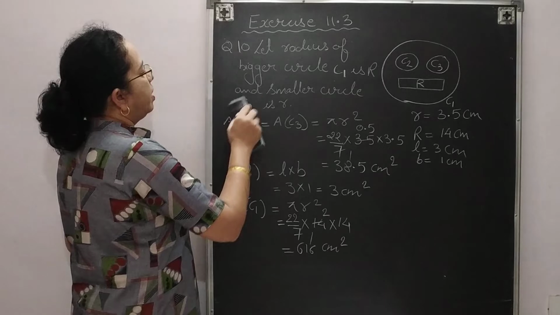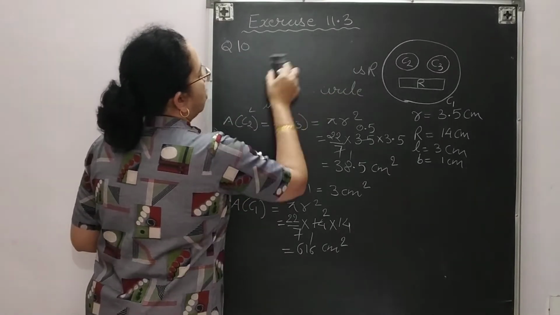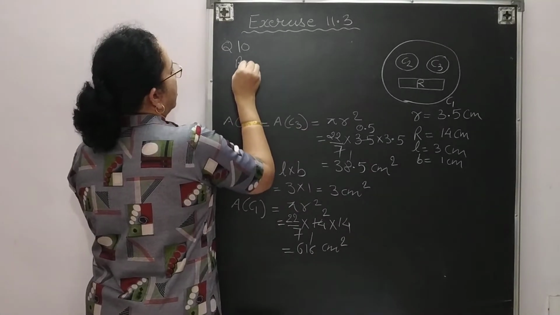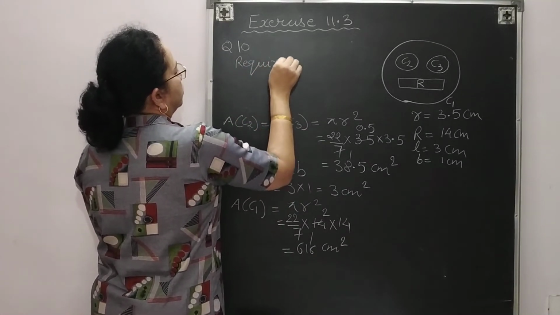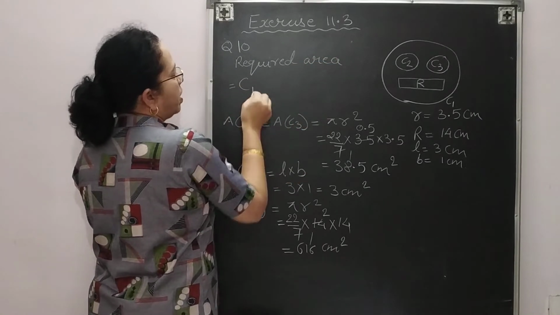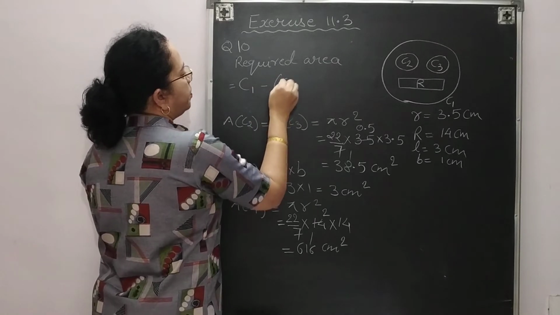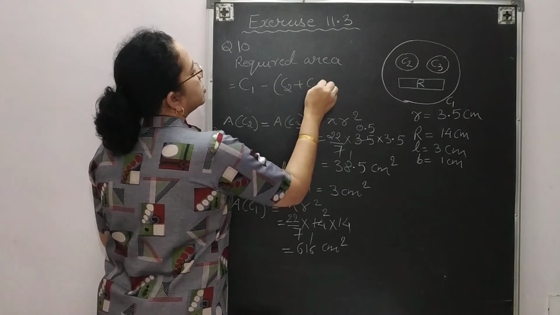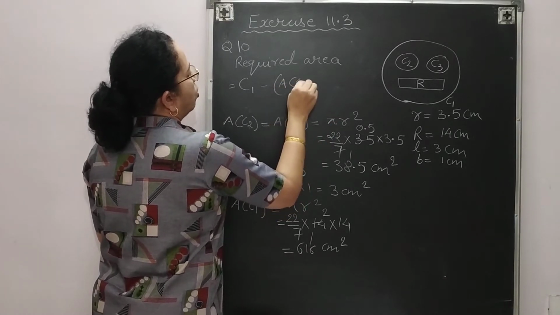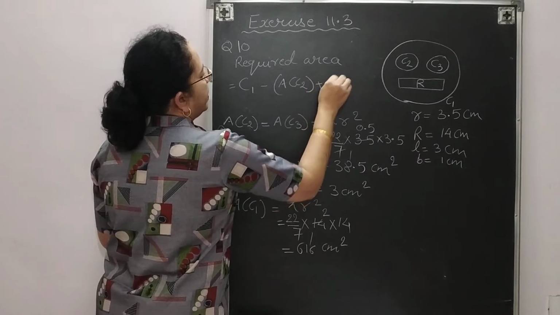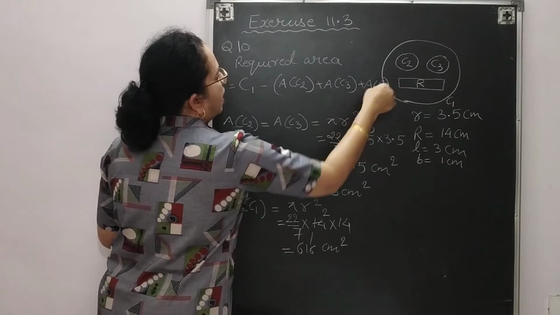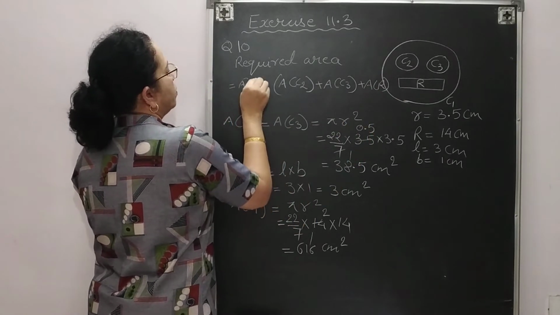Now we need to find the required area. So now we will write down required area. How to find the required area? From capital C1, we will subtract C2 plus C3 plus R. Sorry, this is area: area of C2 plus area of C3 plus area of capital R. And this is also area of C1.